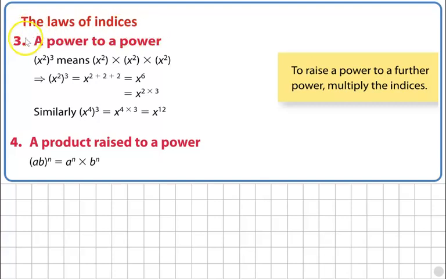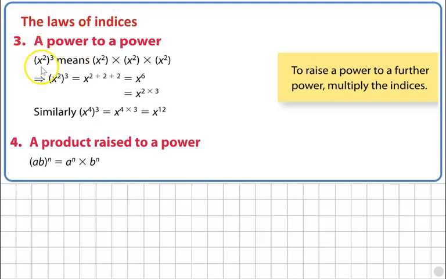The laws of indices, rule 3, a power to a power. So to raise a power to a further power, we multiply the indices. Or to raise a power to a higher power, we multiply the indices, we multiply the powers.